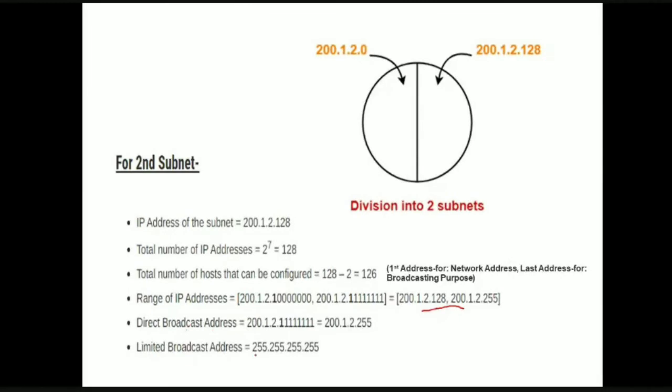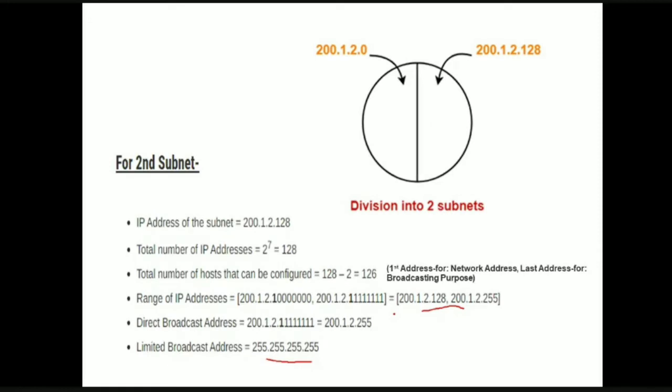Okay. So what will be the direct broadcast address? Obviously, the last address will be the direct broadcast address, right? So 200.1.2.255, and the limited broadcast address is 255.255.255.255. Okay. So is the red color pointing visible for you? Yes, sir. Okay.